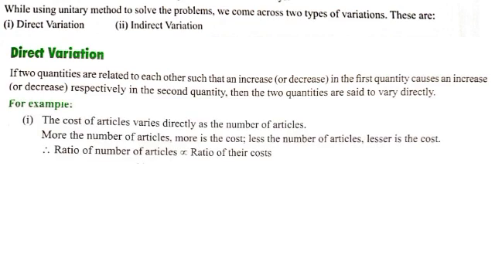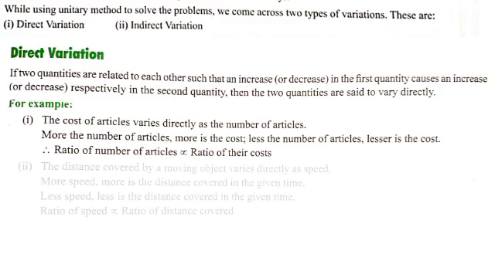For example, the cost of an article varies directly as the number of articles. More the articles, more the cost. Less number of articles, lesser the cost. Ratio of number of articles is directly proportional to the ratio of their costs.